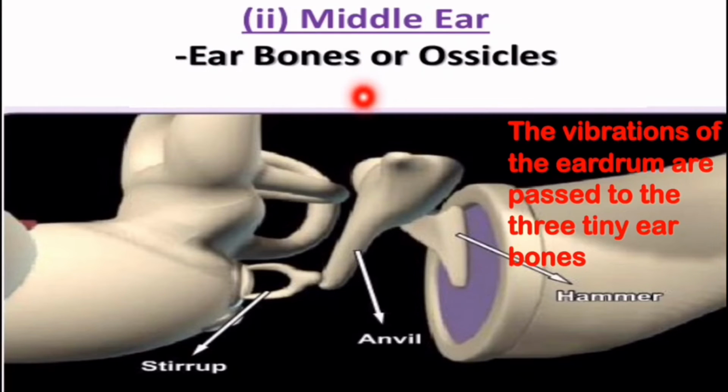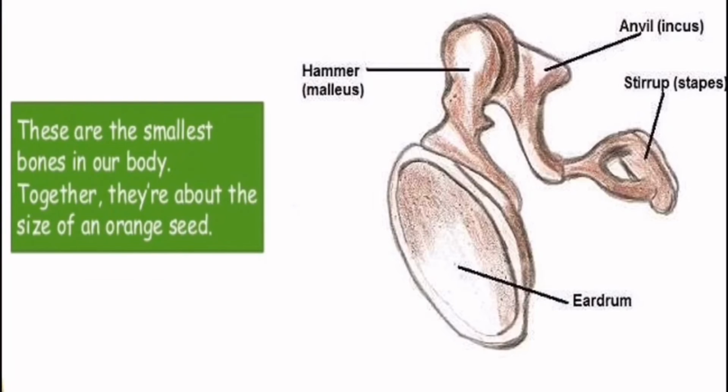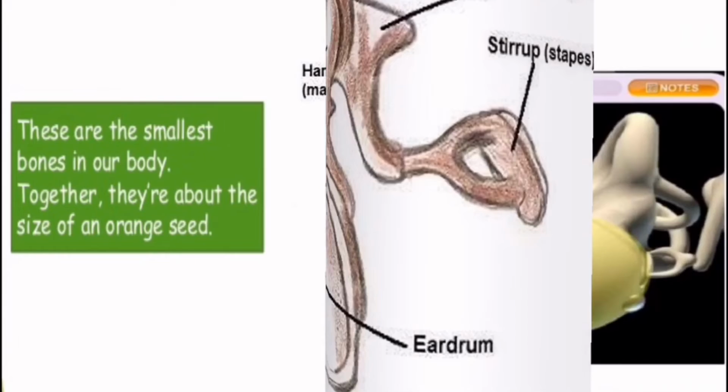The second part of our ear is the middle ear. The middle ear has ear bones, which are also known as ossicles. First is the stirrup, second is the anvil, third is the hammer, and here it is, the eardrum. The vibrations of the eardrum are passed to these three tiny ear bones in the middle ear. And for your knowledge, these bones are the smallest bones in our body. Together they are about the size of an orange seed, as you can see, connected to the eardrum.